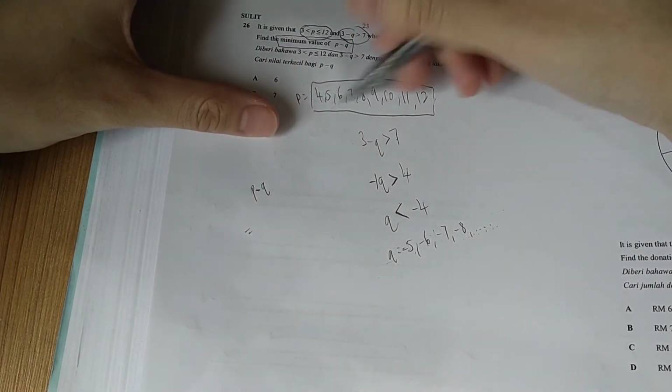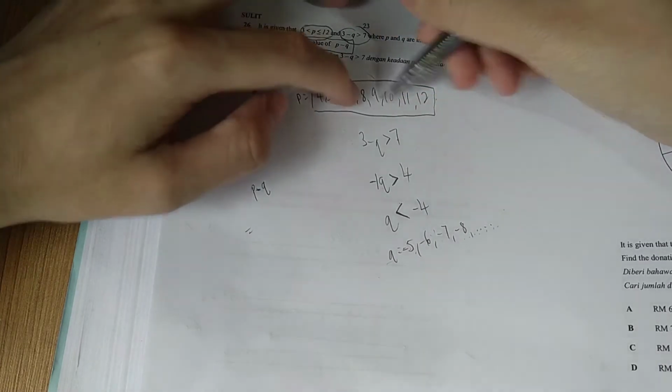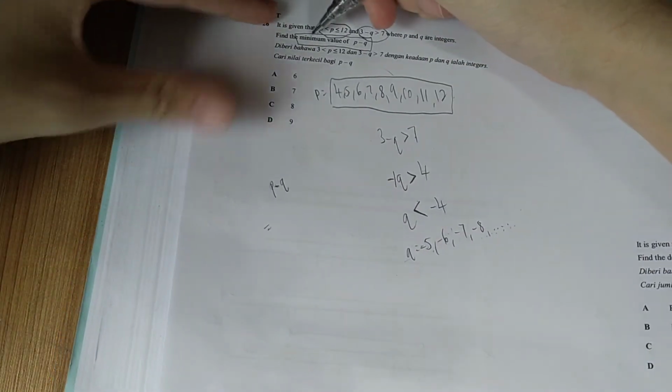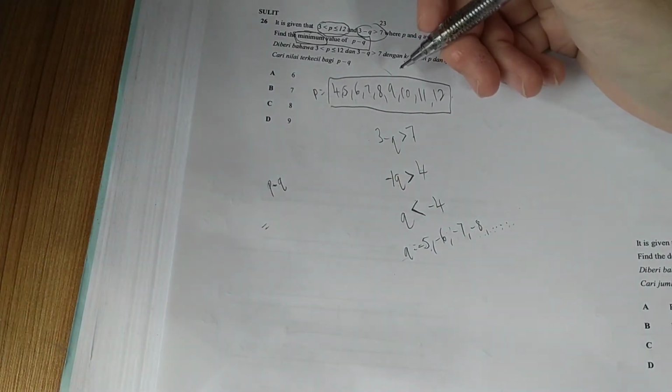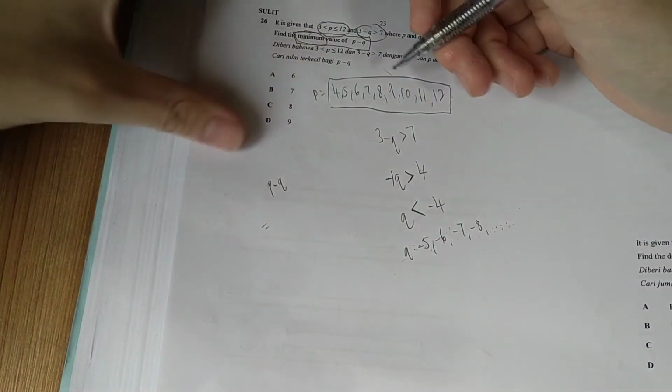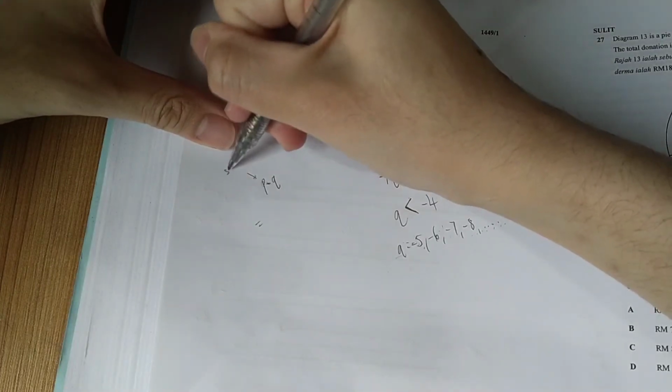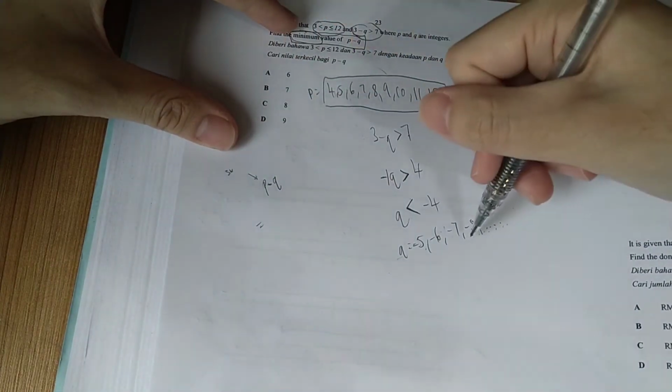There are so many p values and q values. So which one do you want to take? Which one minus which one? Look carefully: minimum value. What does minimum value mean? Minimum value means you have to take the smallest value of p and the largest value of q.